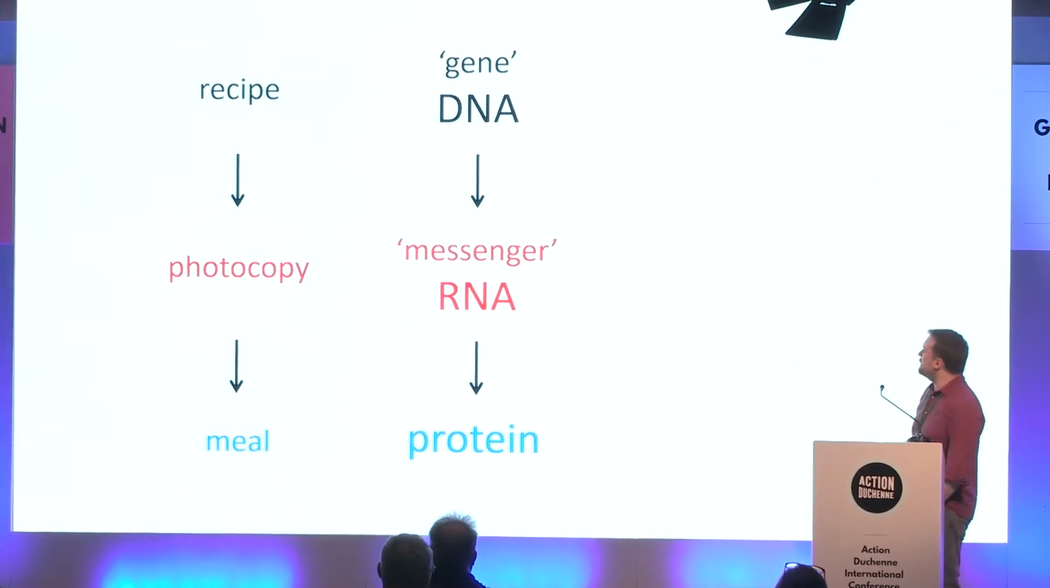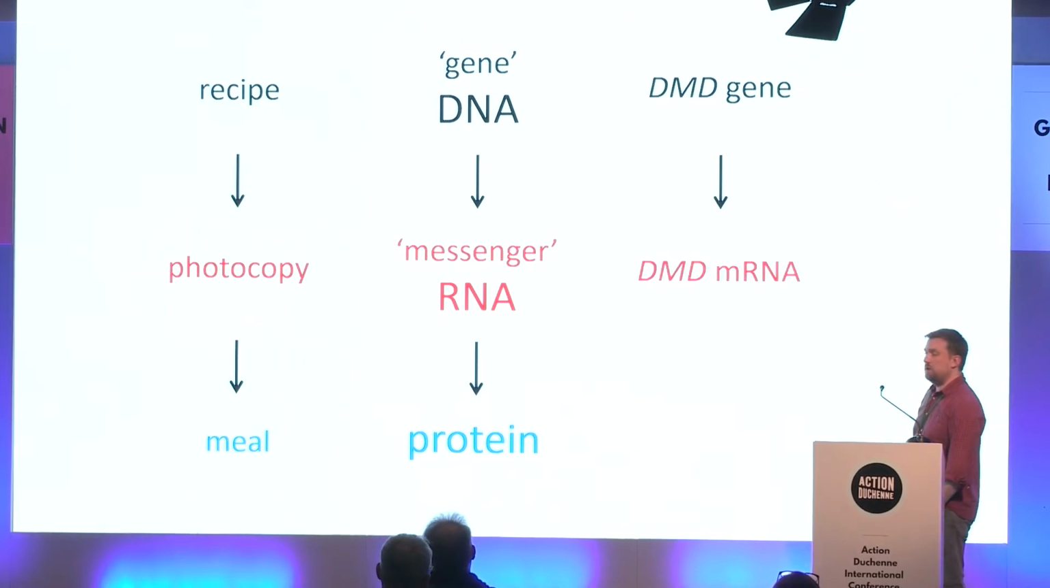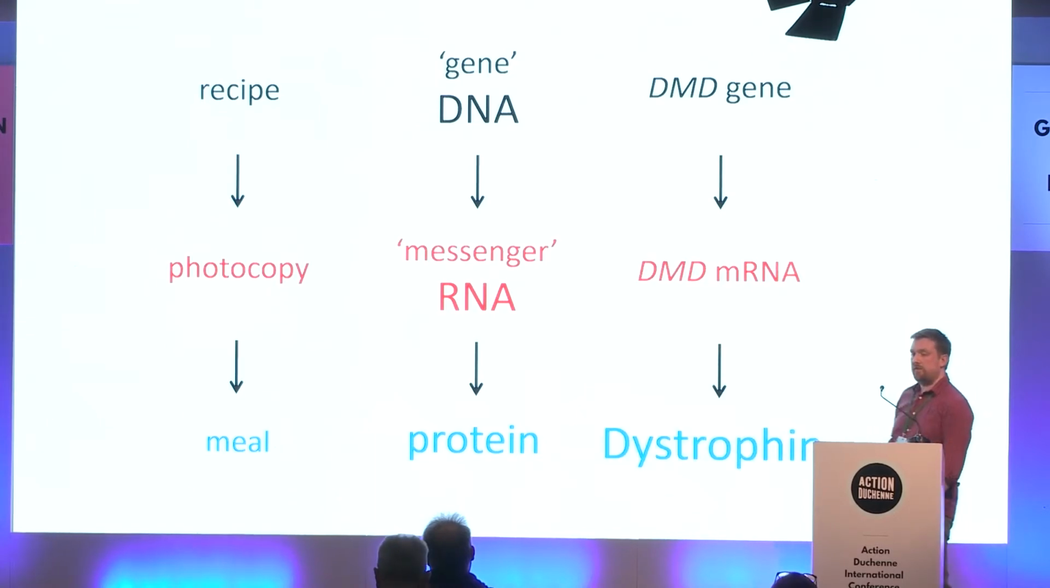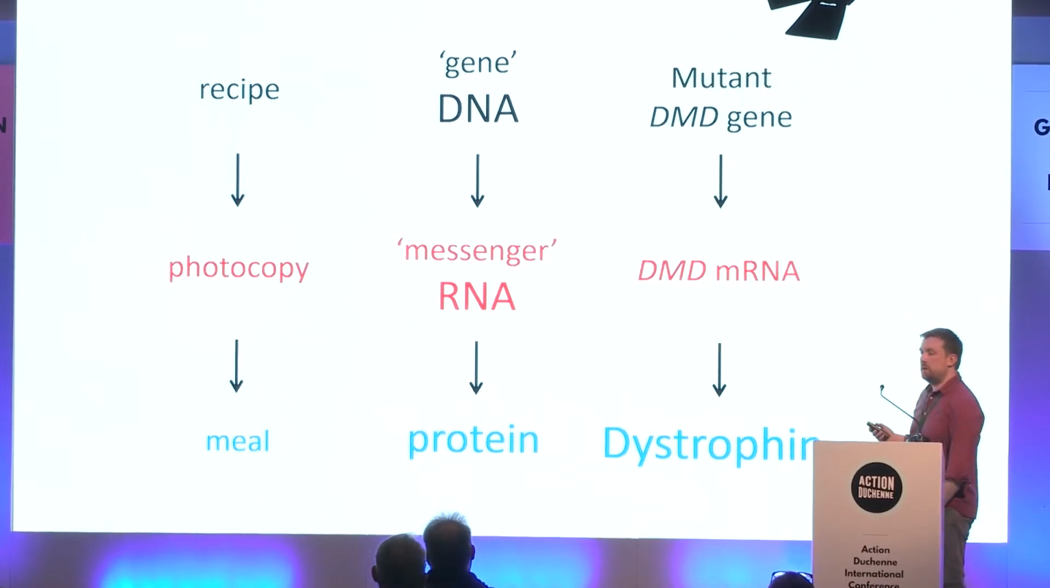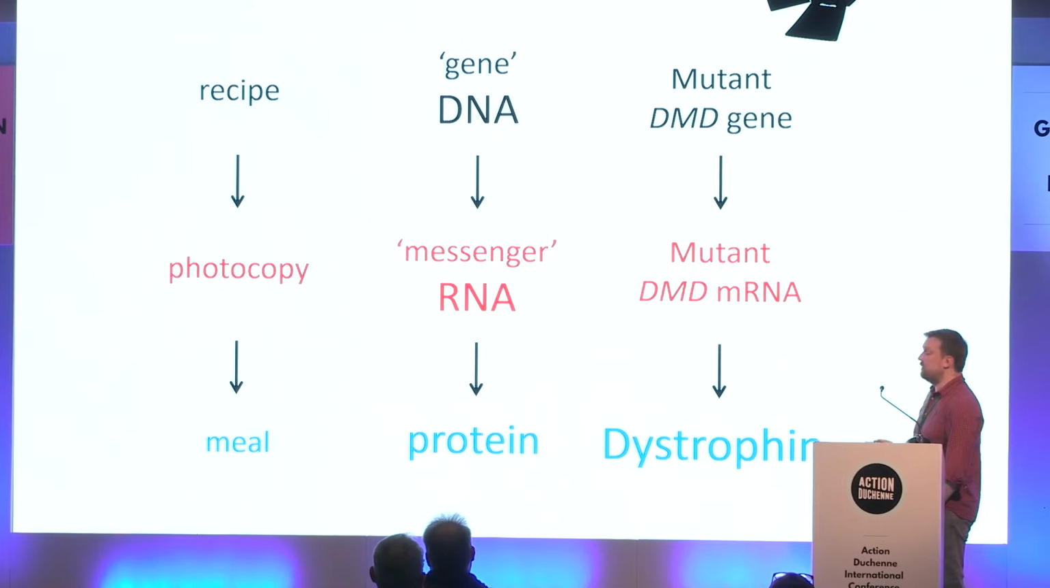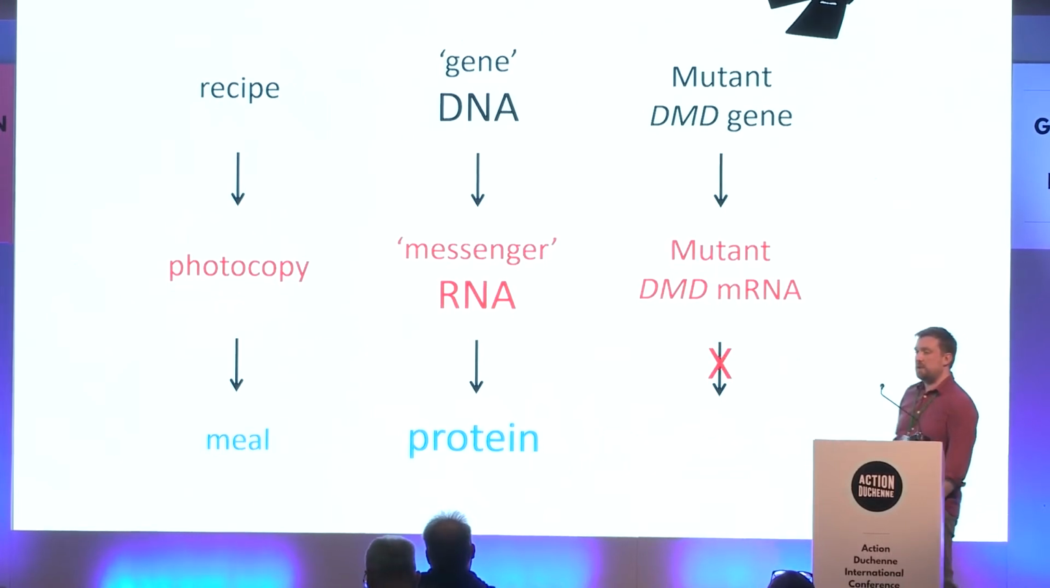So in the context of DMD, we have the gene which encodes the dystrophin protein. This is transcribed into a dystrophin mRNA, and then that encodes for the dystrophin protein. And in DMD patients, what we see is that there's a mutant copy of this gene that results in a mutant mRNA, and as a result, dystrophin protein is not produced.